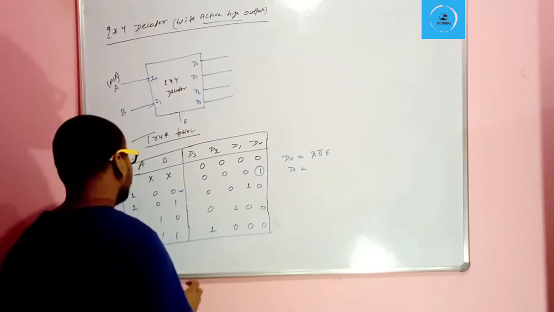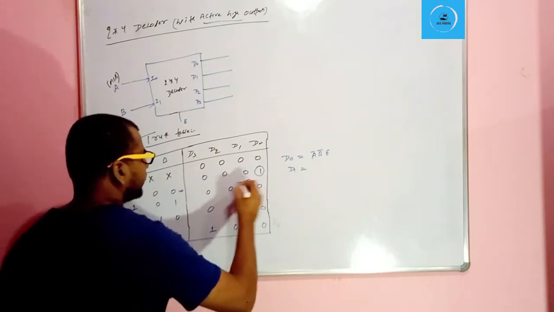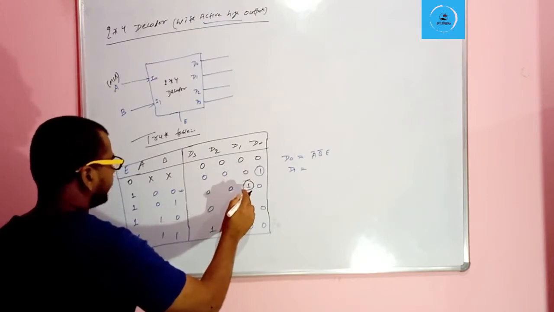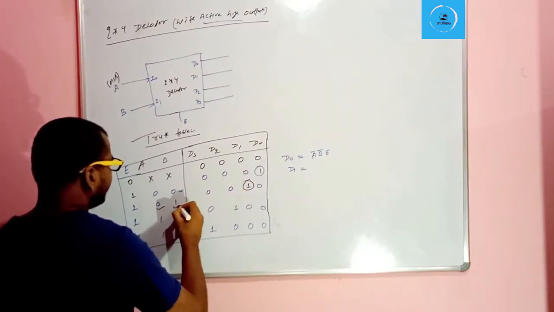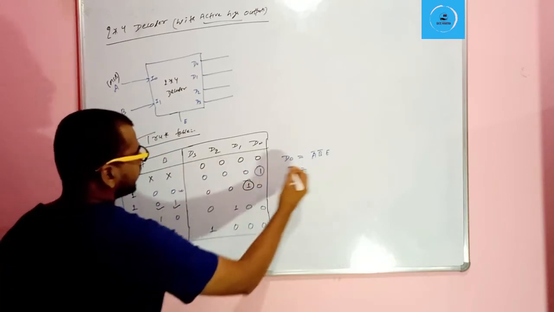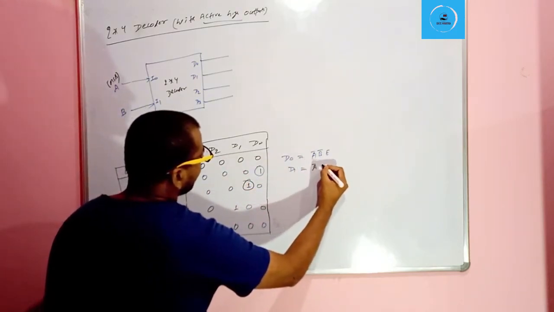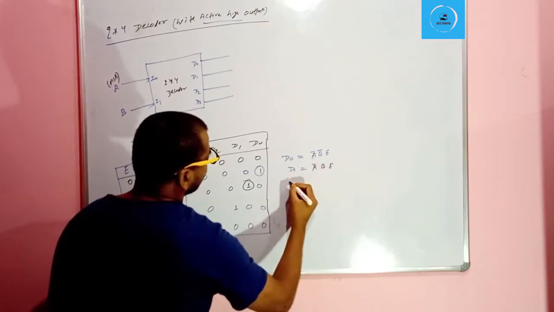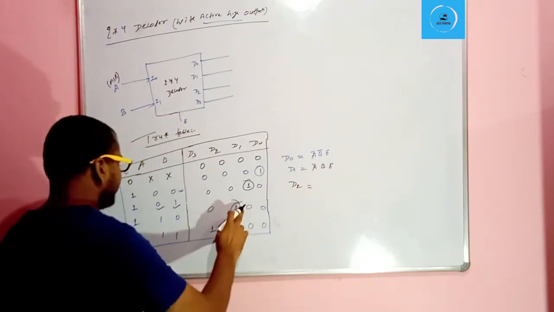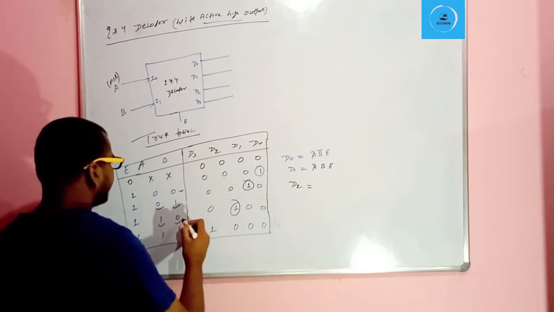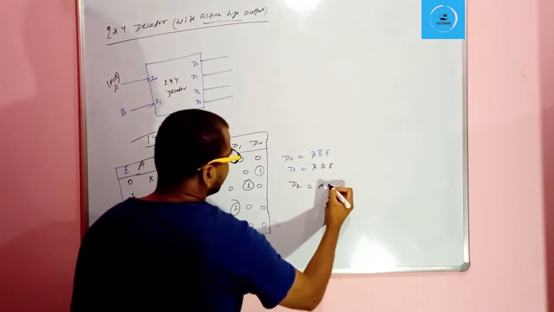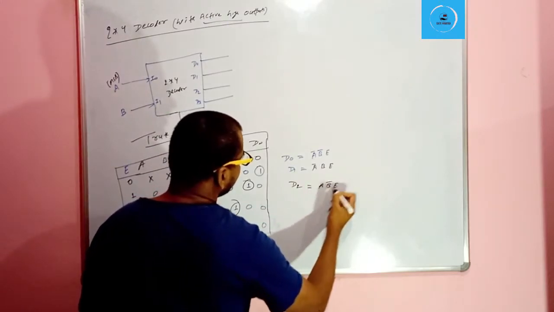D1 is 0 for all other cases, and D1 will be selected if AB is 01. So D1 will be equal to A bar B E. Similarly, D2 will be selected when our input A and B is 10. So D2 will be equal to A B bar E.